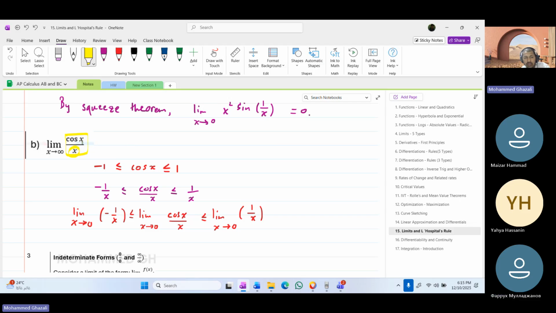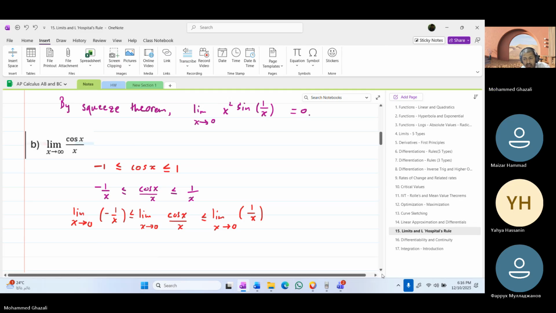Remember, your ultimate goal is to find the answer for this. How are you going to find the answer for this? This part of the limit has to appear in the center. Okay, I understand. Right. Good. Excellent. It's quite easy.